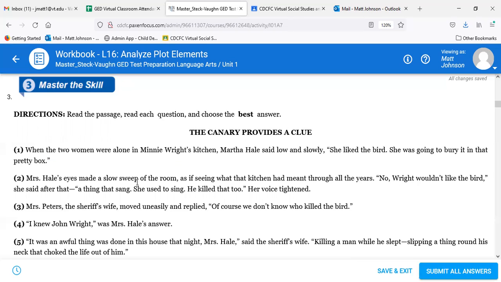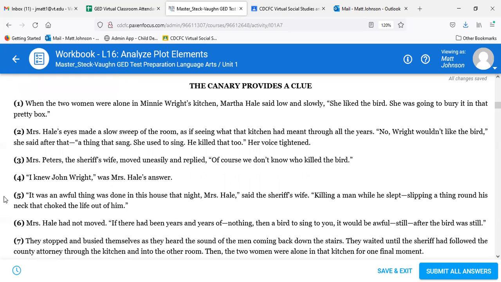Right, or would be like a bird. She said after that, a thing that sang. She used to sing. He liked that too. Her voice tightens. Tighten. Good deal. Etta, you want to take the next line?